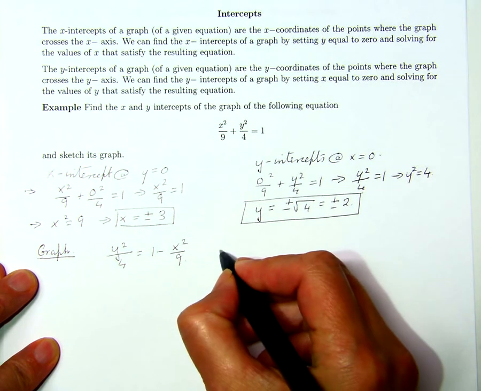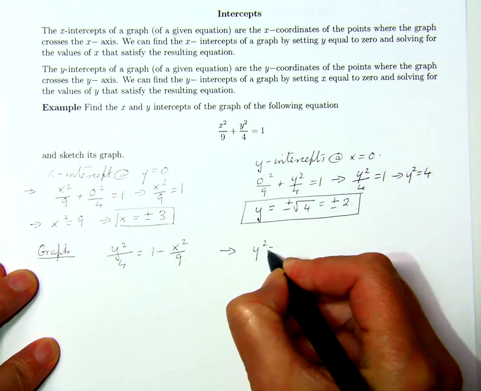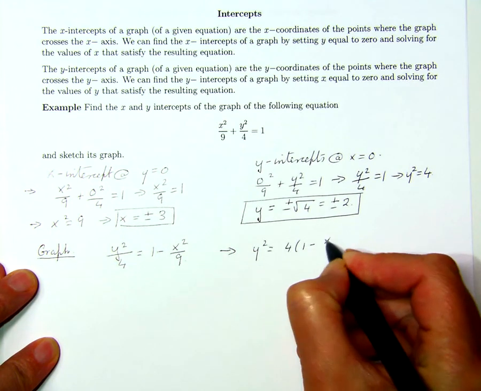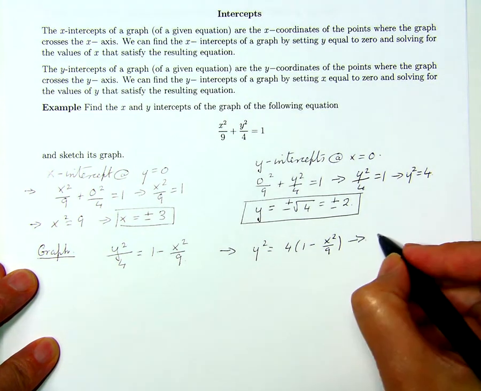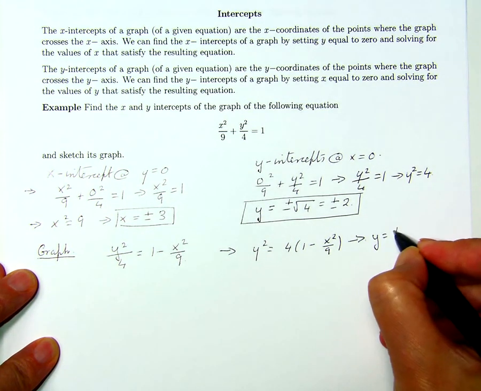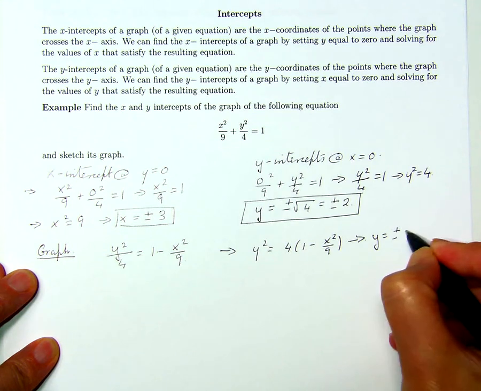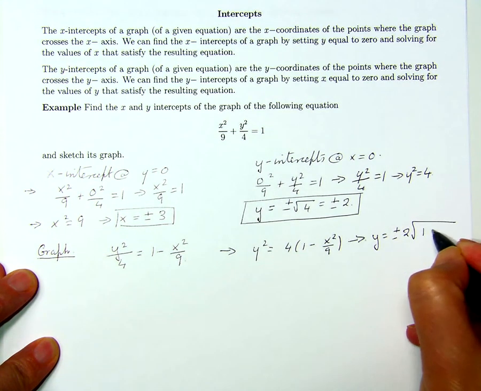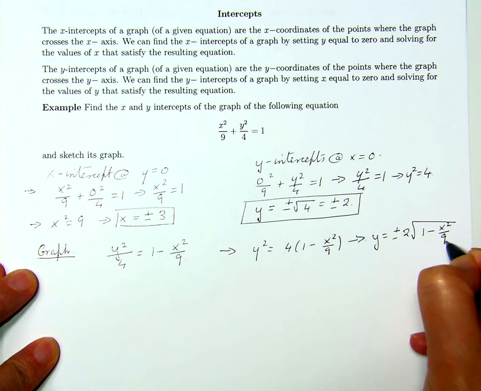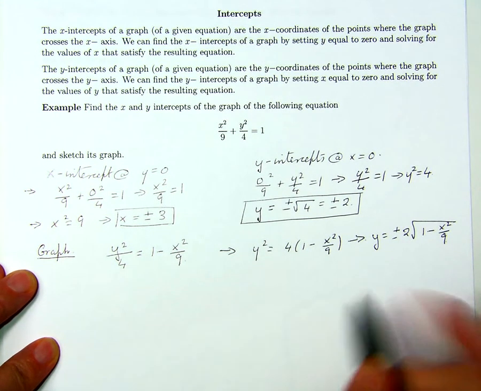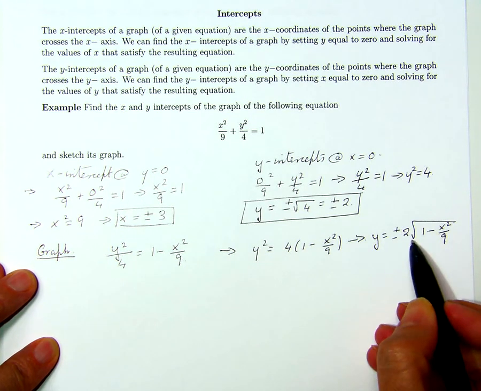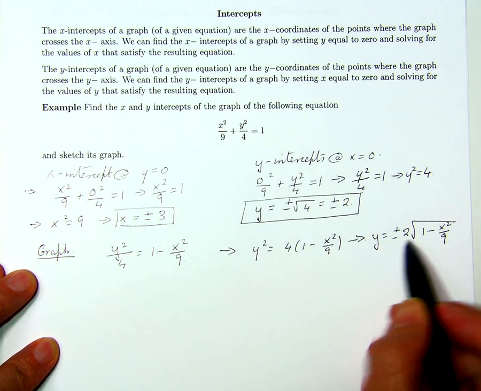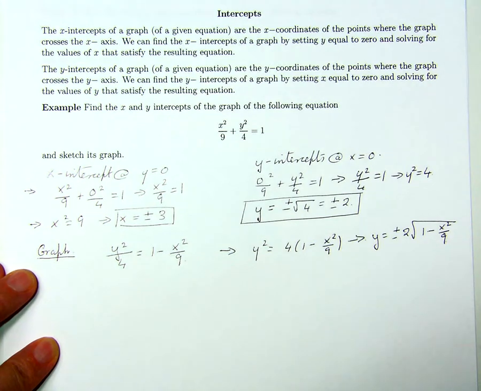And this means that y squared equals 4 times 1 minus x squared over 9. And for any given x value on the graph, I must have y equals plus or minus the square root of the right-hand side, which is 2 times the square root of 1 minus x squared over 9. So this is actually two equations, y equals plus this and y equals minus this. And any x and y which satisfy either of these two equations satisfies my original equation.